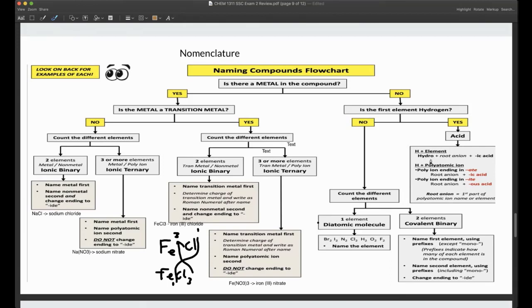The H element is the hydro root. If it's H plus an element, it's hydro plus the root of the anion plus ic acid. For instance, if my anion is Br, then the name of the acid HBr is going to be hydrobromic acid.